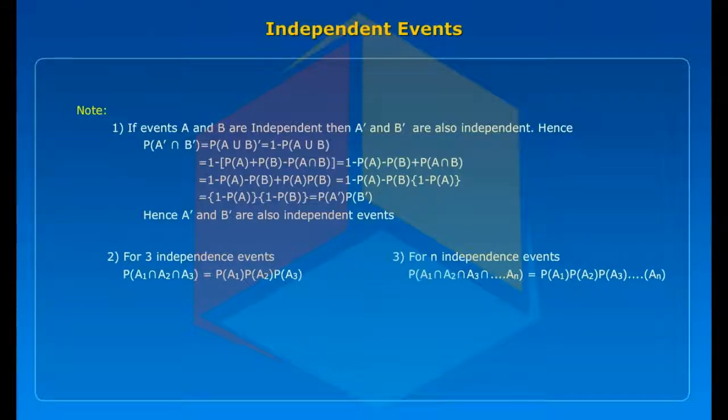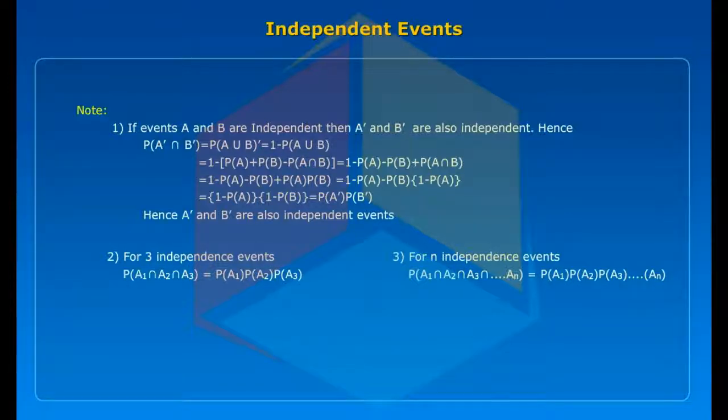Note, if events A and B are independent, then A' and B' are also independent. Hence, P(A' ∩ B') is equal to P((A ∪ B)') which is equal to 1 minus P(A ∪ B). On simplification, we will get this to be P(A') × P(B'). Hence, A' and B' are also independent events.